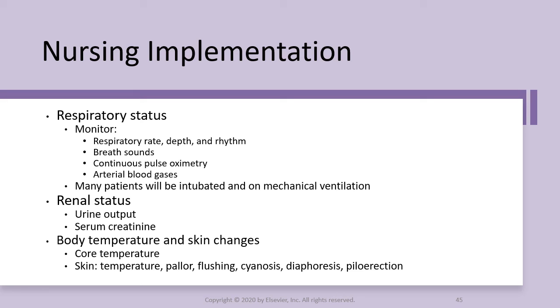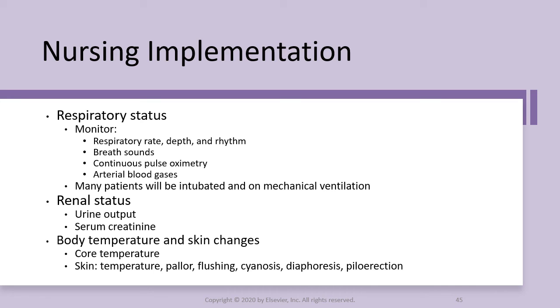Frequently assess the respiratory status for the patient in shock to ensure adequate oxygenation, detect complications early, and provide data about the patient's acid-base status. At first, monitor the rate, depth, and rhythm of respirations as often as every 15 to 30 minutes. Increased rate and depth provide information about the patient's attempt to correct metabolic acidosis.